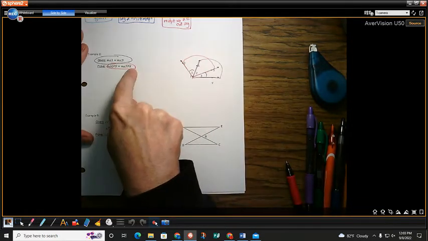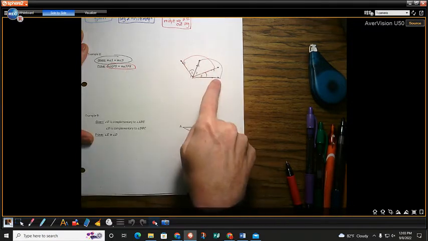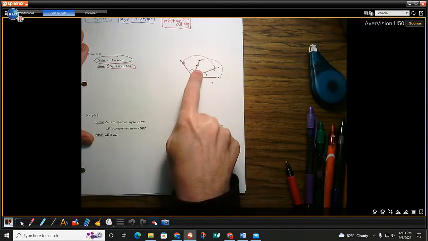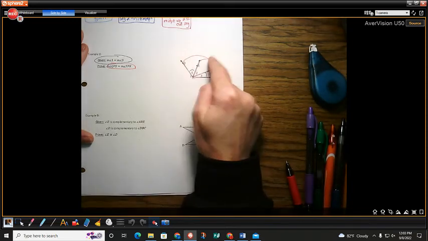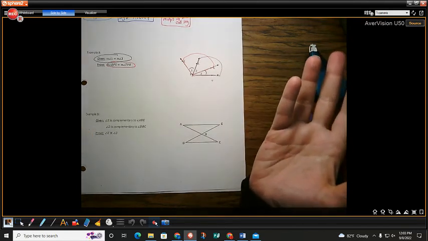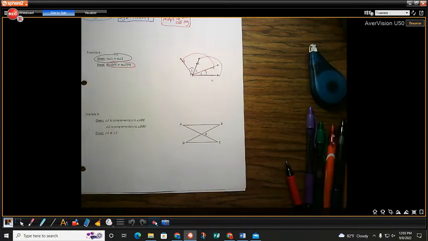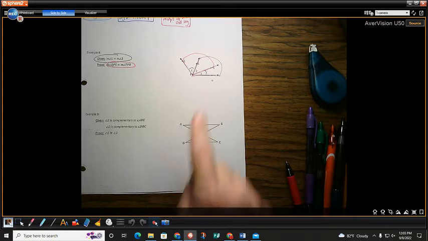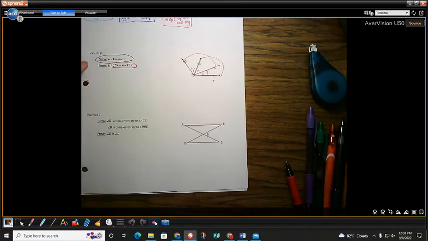I've got to get TPR in the picture. What's TPR made out of? 2 and 3. I haven't even talked about angle 2 yet. What's QPS made of? 1 and 2. I still haven't talked about 2, so somehow I'm going to get number 2 in here. So I'm going to have to pull in some stuff that they didn't give me. Where am I going to pull it from? The picture.